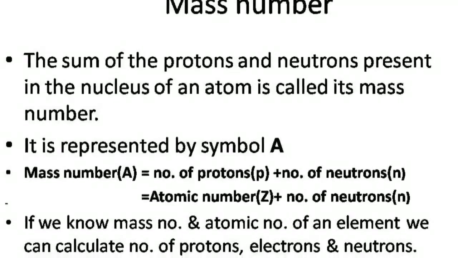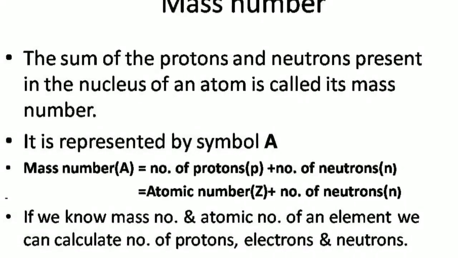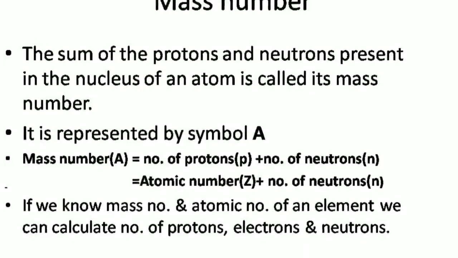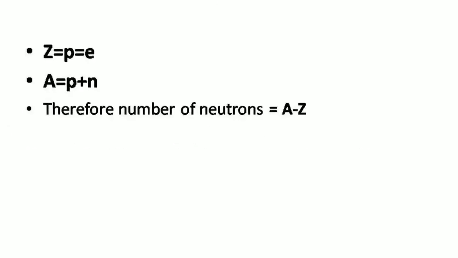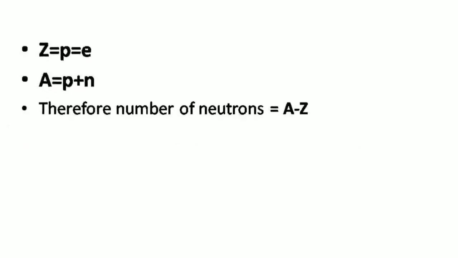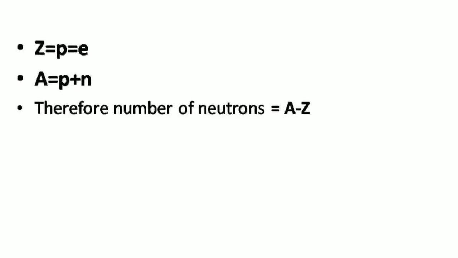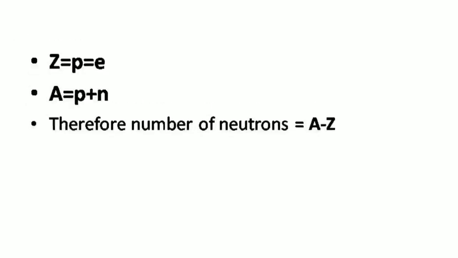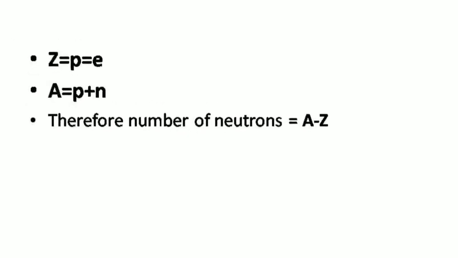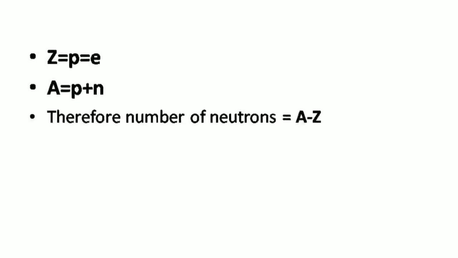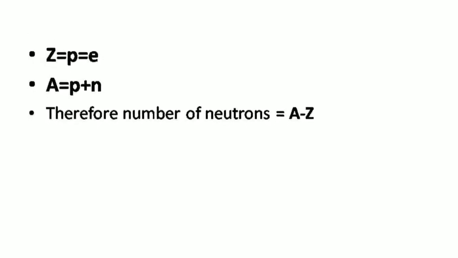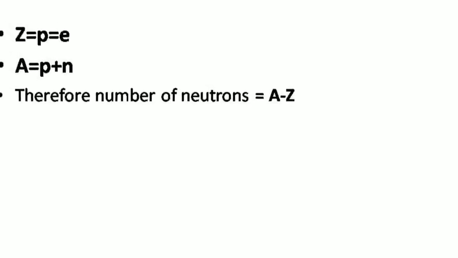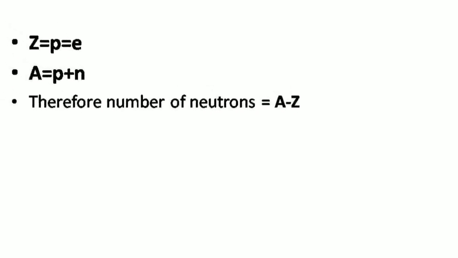If we know mass number and atomic number of an element, we can easily calculate the number of protons, number of electrons and number of neutrons of that atom. If you know atomic number and mass number of an atom, you can calculate the number of neutrons by subtracting atomic number from its mass number. For example, in case of oxygen, its mass number A is equal to 16 and atomic number Z is equal to 8. So neutron number is equal to 16 minus 8, which is 8.